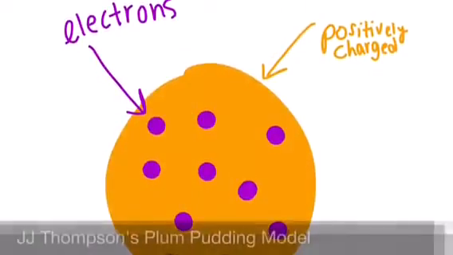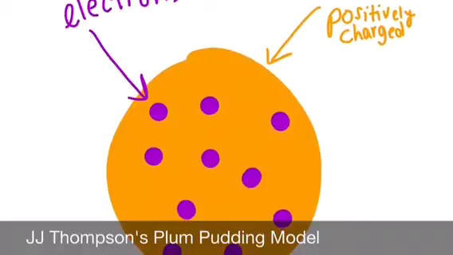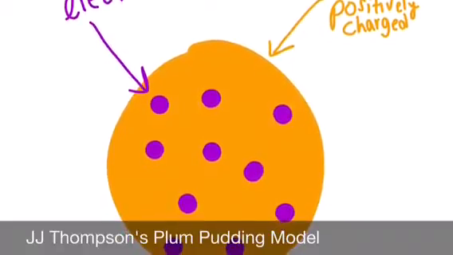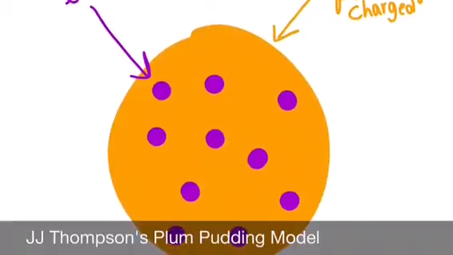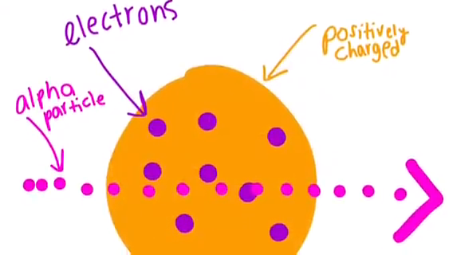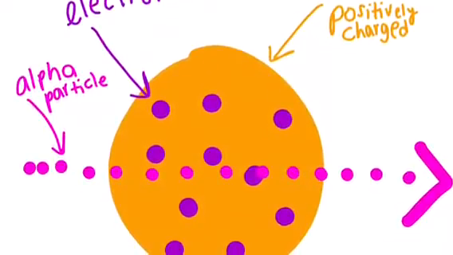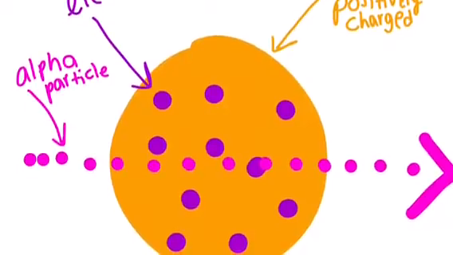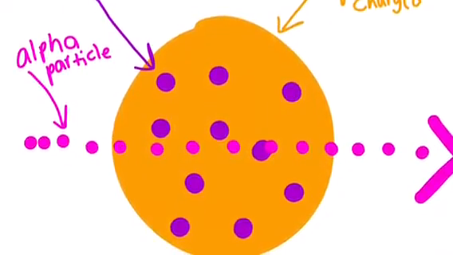This hypothesis was based on J.J. Thomson's plum pudding model, which predicted that the electrons were distributed throughout the atom and the rest of the atom would be positively charged. Because of this, they didn't think that there would be much interference for the alpha particles and believed that they would pass right through the atom and would be detected on a screen on the other side.